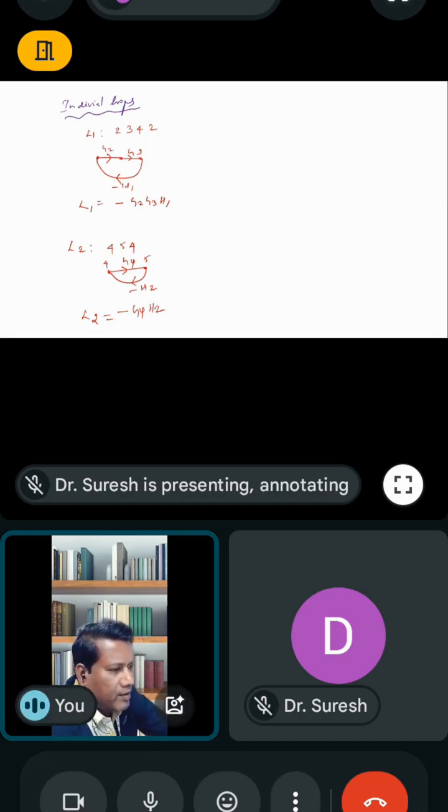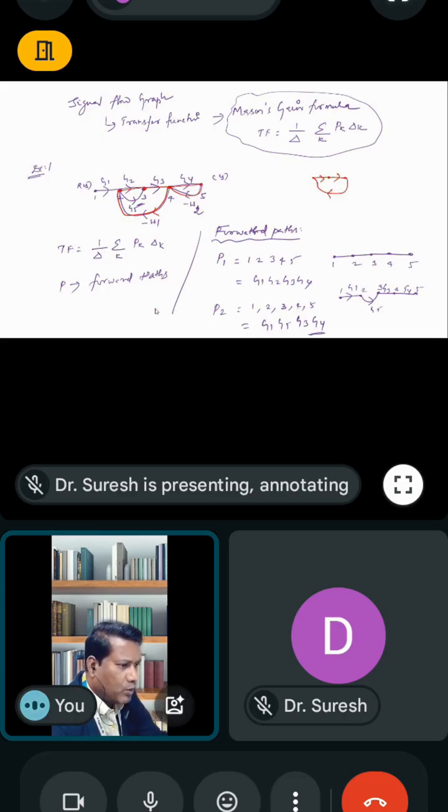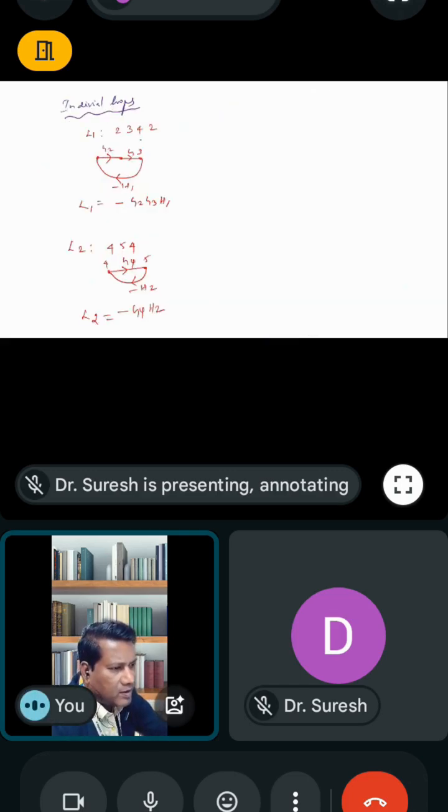And next we have to find out whether there are any non-touching loops, that means loops which are entirely different. In this problem there are only two loops, and their corresponding nodes are 2, 3, 4 and 4, 5, 4. Both loops share node number 4. Therefore they cannot be considered under the non-touching loops category. Therefore in this problem there are no non-touching loops.